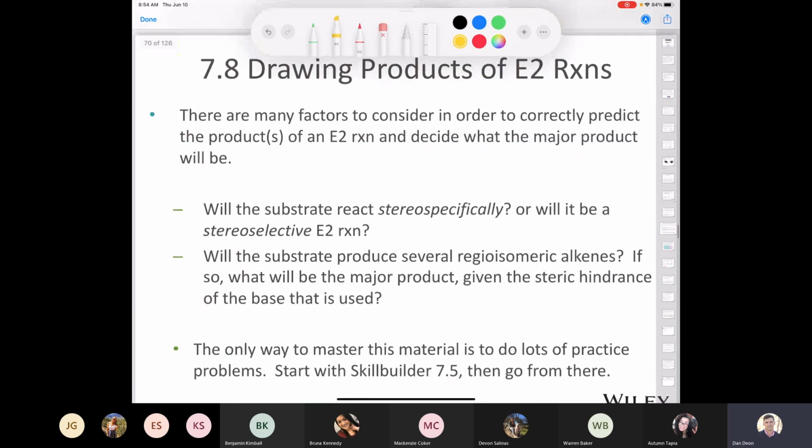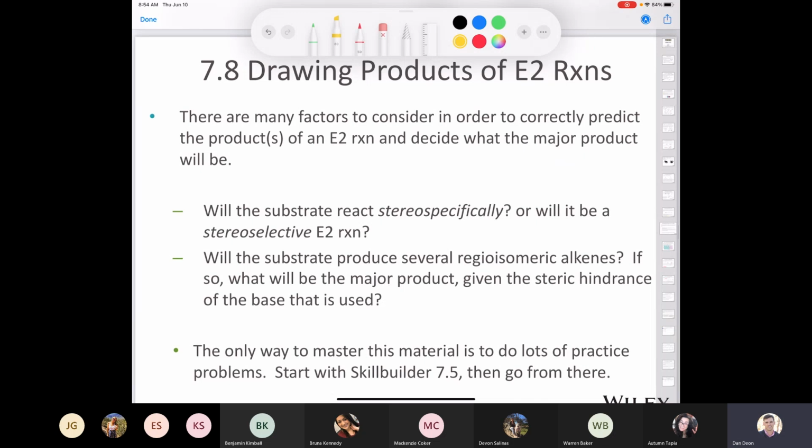But again, there's all kinds of good questions in our book where it gets you to evaluate whether this elimination will occur or not. We looked at a lot of different things in section 7.8 when we talked about E2 reactions. There's a lot of material, and a lot of things we have to take into account when predicting products. Is the reaction going to be stereospecific? Do we have two chiral centers, or is it going to be stereoselective? Stereospecific, you'd only get one product. Stereoselective means you're going to get major and minor products.